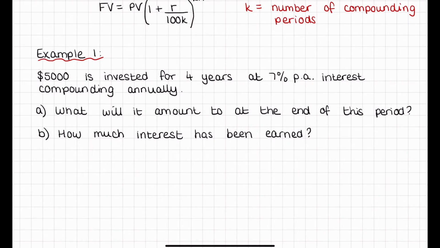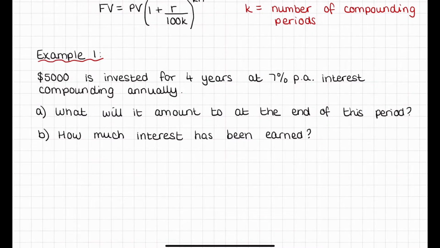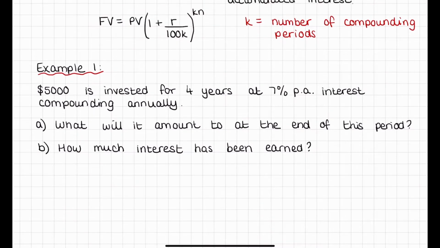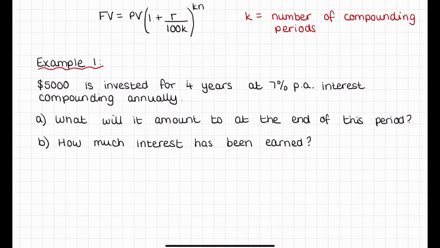So the first example, we have $5,000 invested for 4 years at 7% PA. PA stands for per annum, so per year. Interest, and it's compounding annually. So what will it amount to at the end of this period? And then how much interest has been earned? So we're just going to use that formula. It's compounding, it tells us in the question. So we're going to use that formula that's right there at the top of the screen.